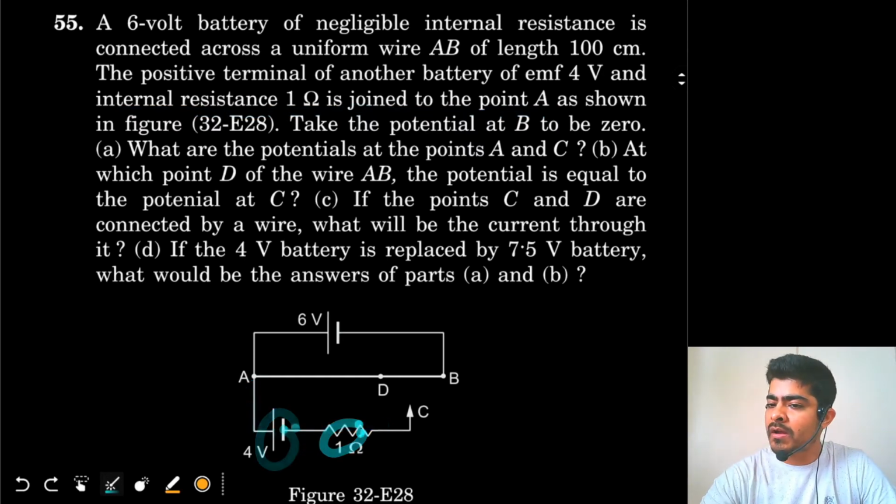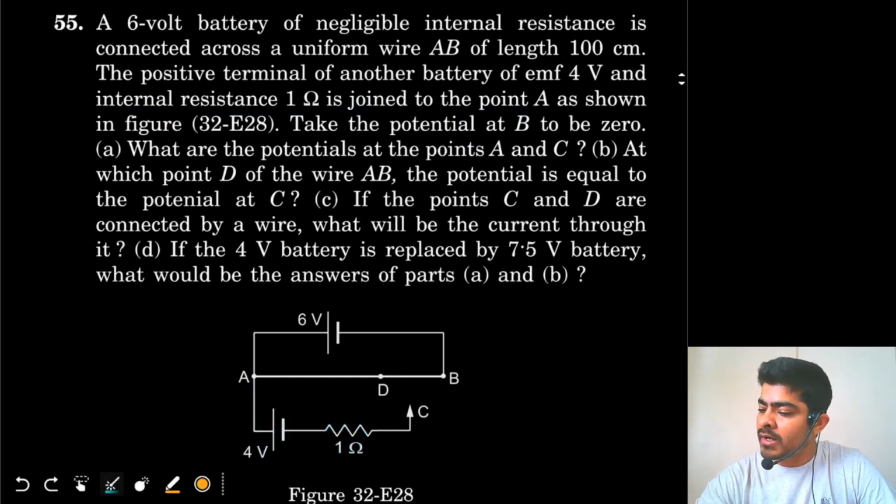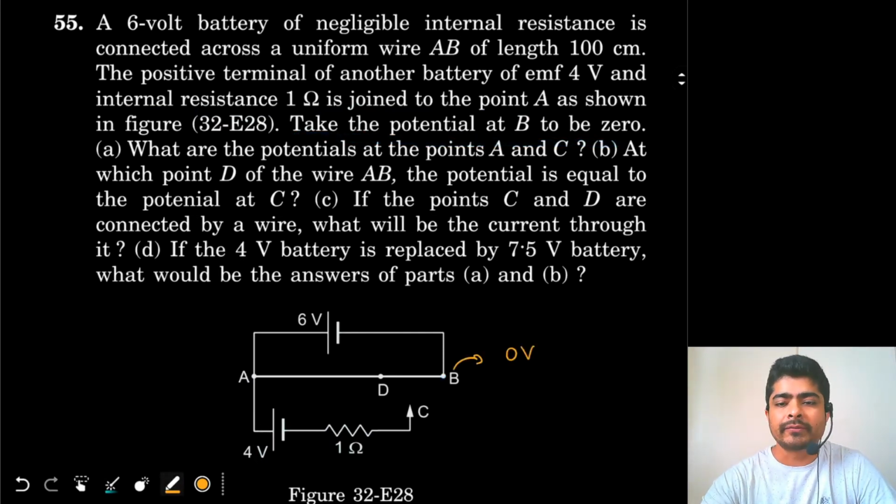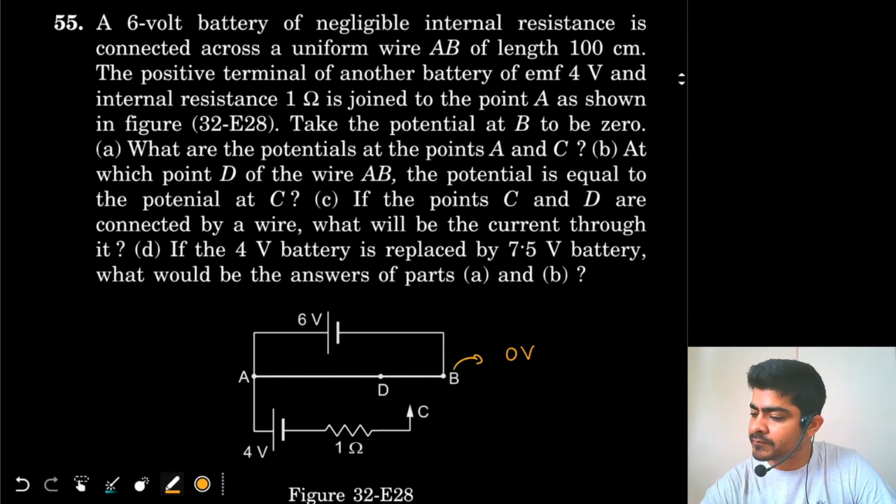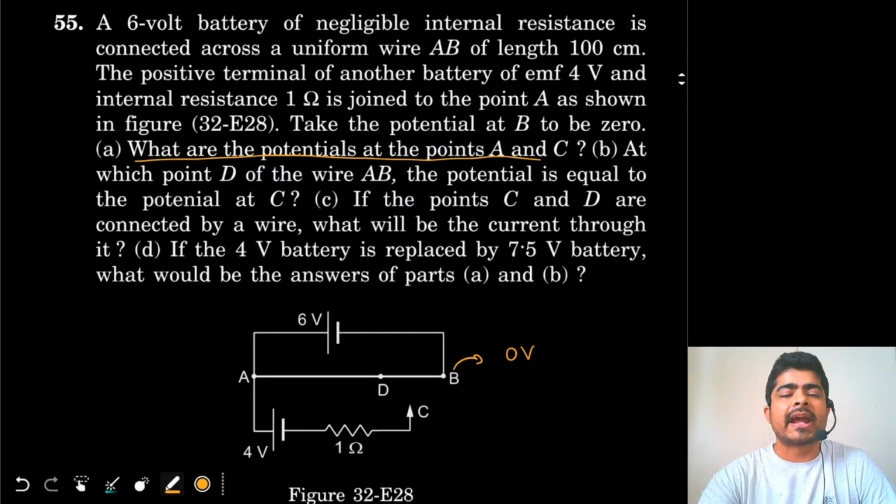Okay. Then take the potential at B to be 0. This is the point having 0 potential. Let's write over here 0 volt. Further, what are the potentials at the points A and C?